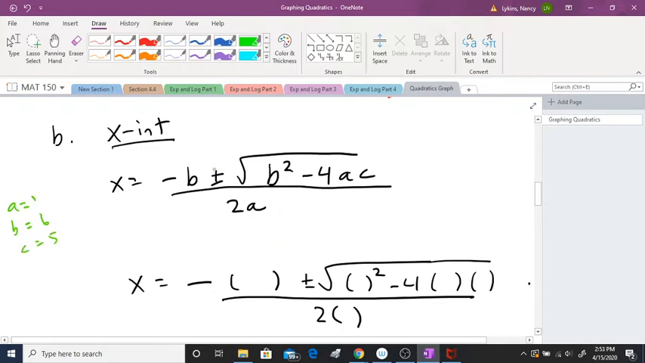So all I'm going to do is for my b, plug in my 6, for my b squared, my 6, in parentheses. The only thing I'm doing is substituting my numbers for my letters. So my a was 1, my c was 5, and then right here my a is 1. So all I'm doing is plugging in the values for my letters or my variables.